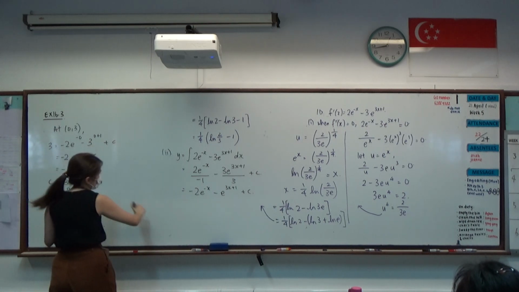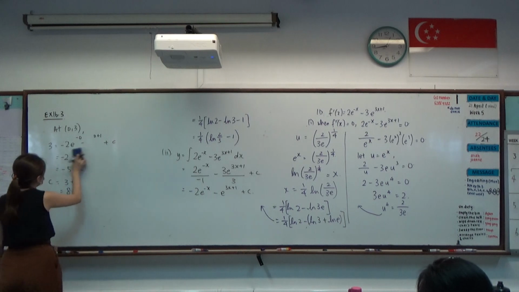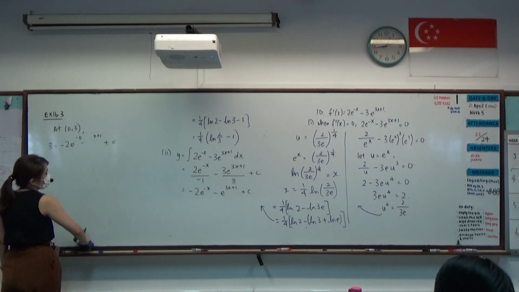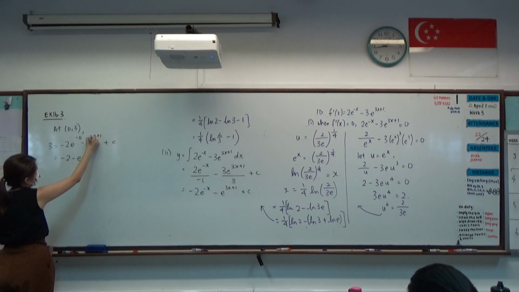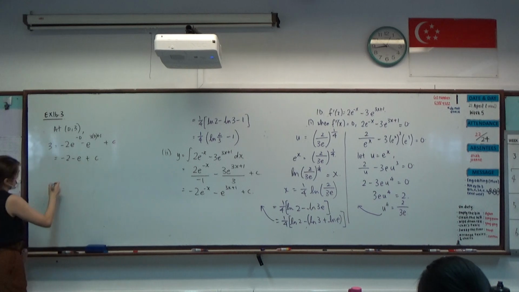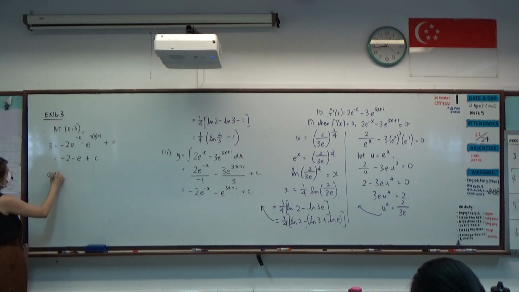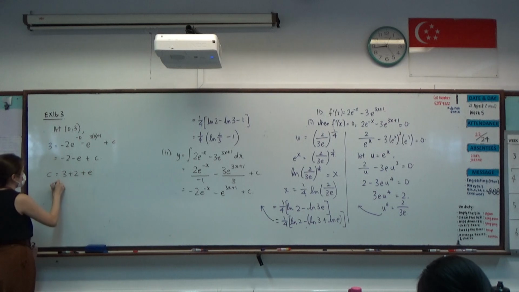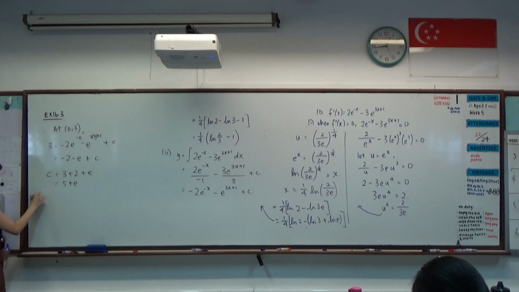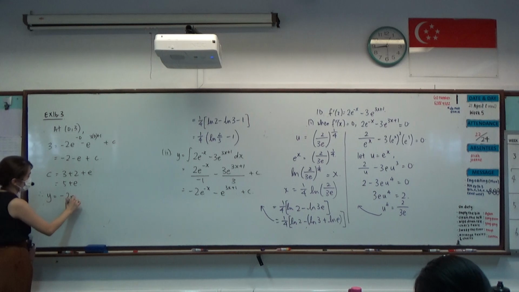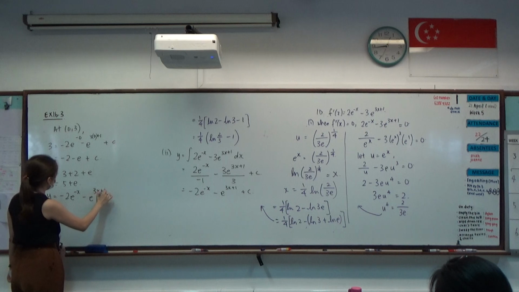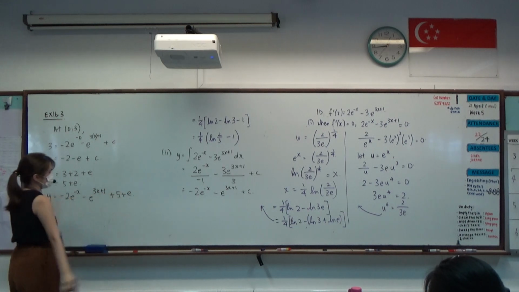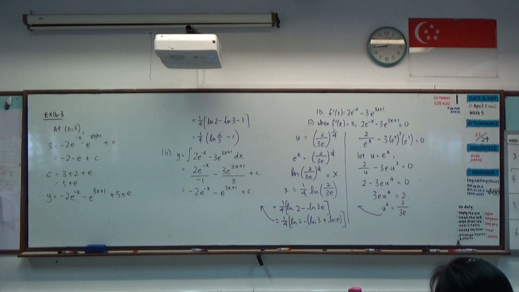Oh, sorry, what am I doing here? Why is there a 3 here? e to the power of 0. So c is equal to 3 plus 2 plus e. So that's 5 plus e. Therefore, y is equal to negative 2e to the power negative 6x minus e to the power 3x plus 1 plus 5 plus e. Okay.